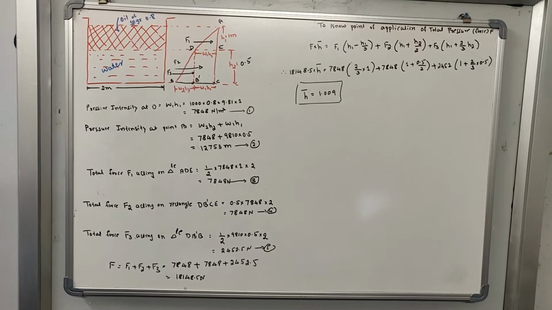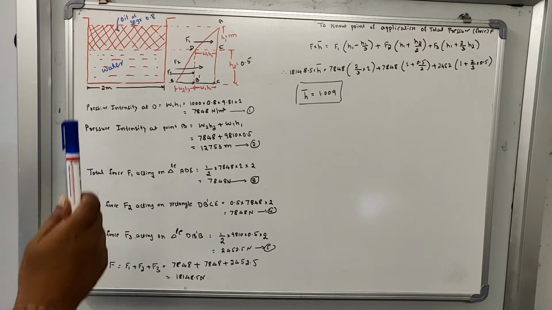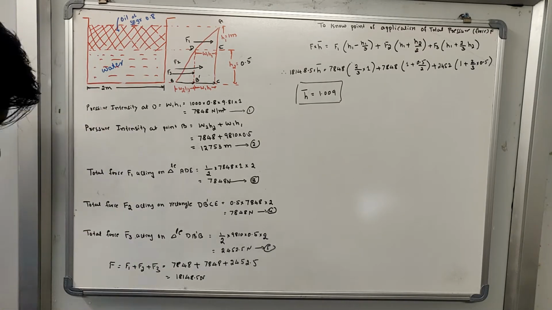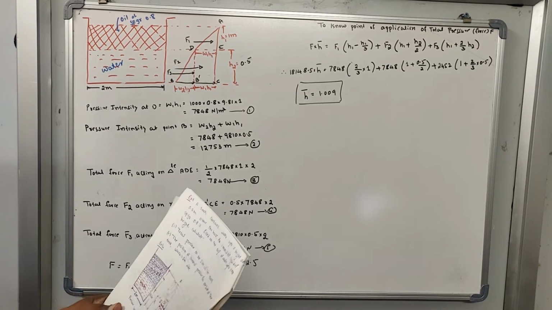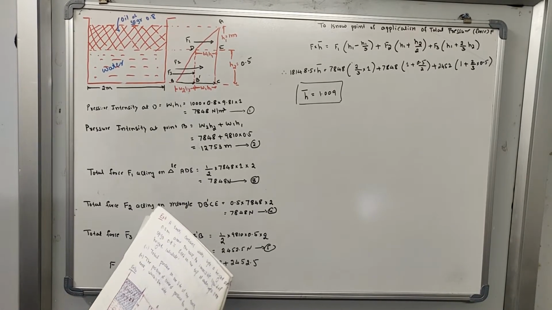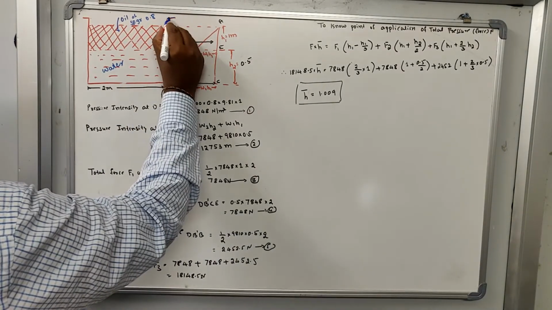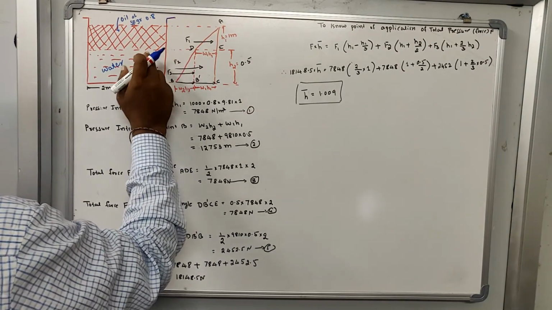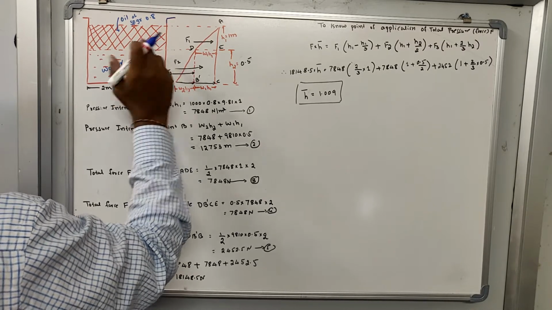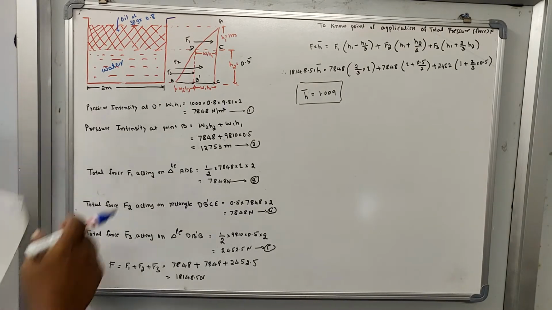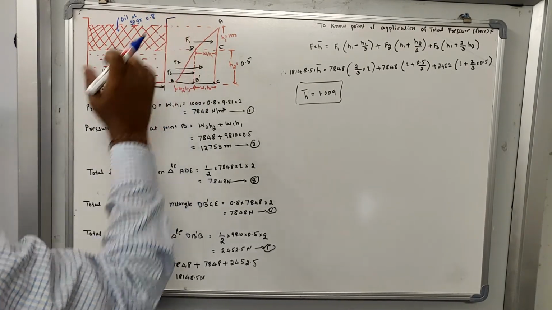Okay, students, good morning. In the last class, or extra day's class, we started to solve a numerical problem. The problem is that a tank contains water up to a height of 0.5 meter. This is a tank. This tank consists of two fluids, up to a depth of 1 meter.